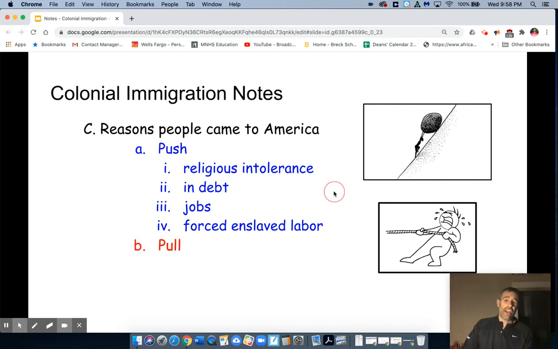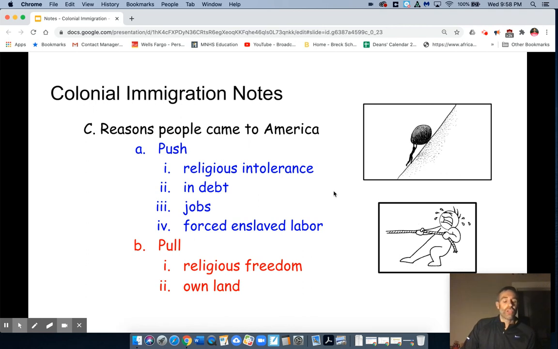We also have pull factors. A pull factor might be religious freedom. That was Plymouth Colony, the chance to practice religion freely. Oddly enough, they became very strict on what religion could be practiced once in the land they called America, and pushed a lot of people out because of that rigidity. The opportunity to own land. Back in Europe, if you were poor, you couldn't own land. That was for nobles and rich people.